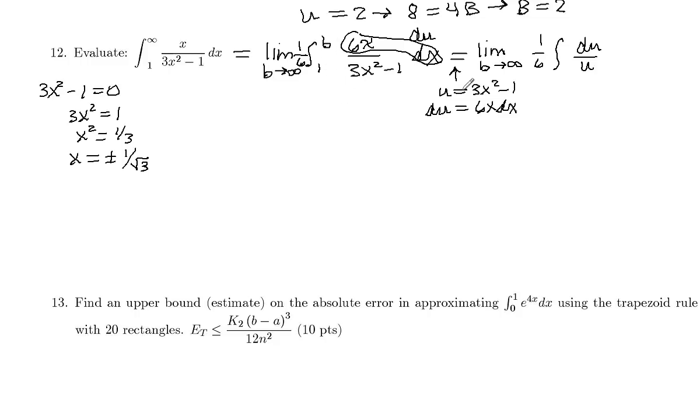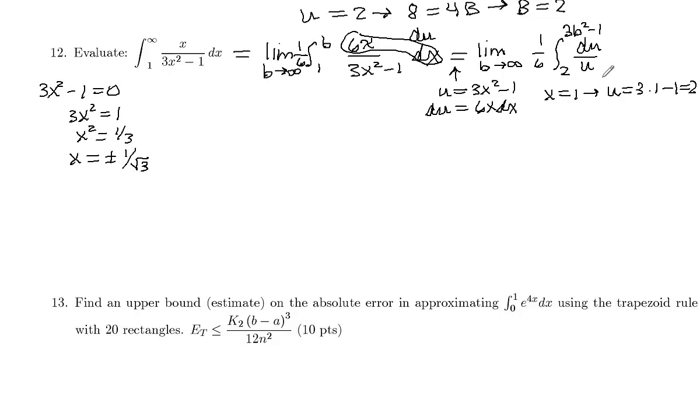So if you plug a 1 in here for x, so x equals 1, then our u is going to equal 3 times 1 minus 1, which is 2, so this will be 2. And then if x equals b, well, you plug that in here, you're going to get 3b squared minus 1. So our upper limit is 3b squared minus 1.